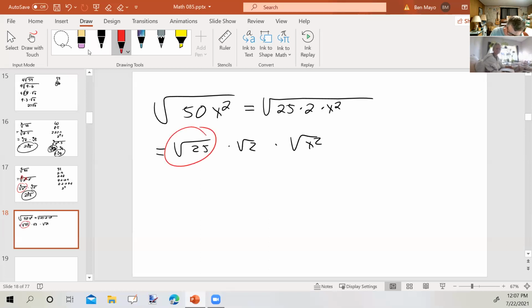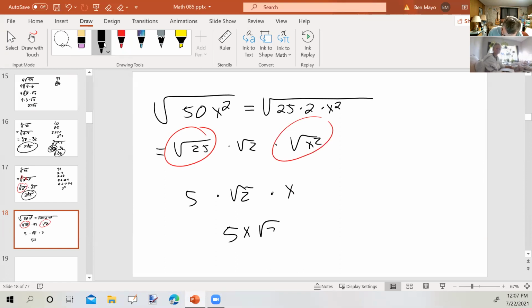What's the square root of 25? It's 5. The square root of 2 I can't do anything with. What's the square root of x squared? It's x. So I'm going to put the nice stuff in front and the radical stuff at the rear. So 5x square roots of 2. All right with that?